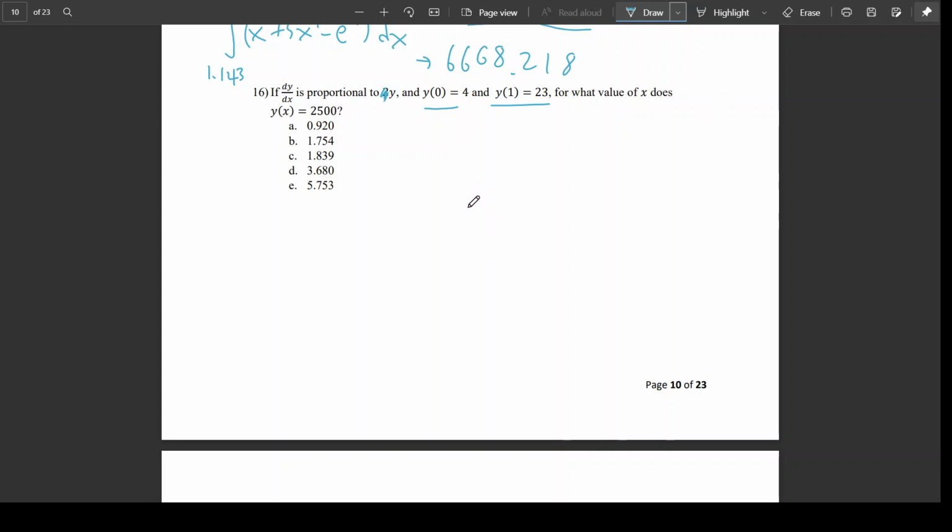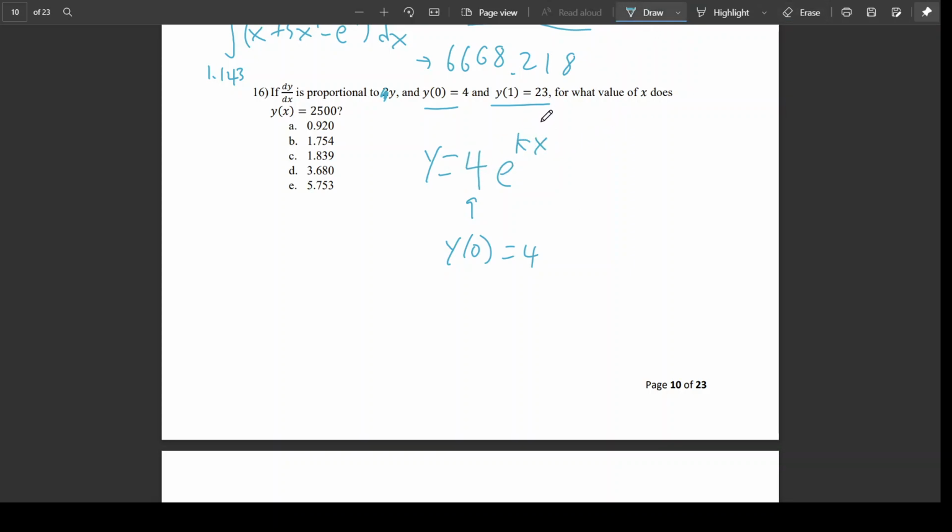So what I can say is I have it proportional to y. Now I can use my equation for this kind of situation, which is y equals y naught e to the kx, where y and x are my variables, and k and y naught are constants. Y naught is my value at 0, y of 0, and k is just a generic constant. And then I'm given here that y of 0 equals 4, so I can replace y naught with 4.